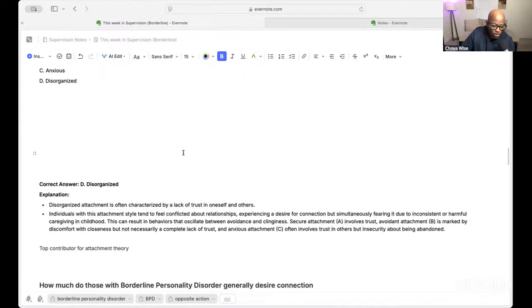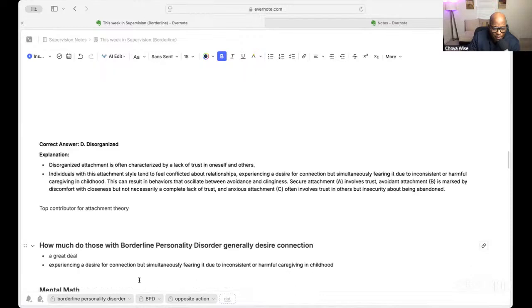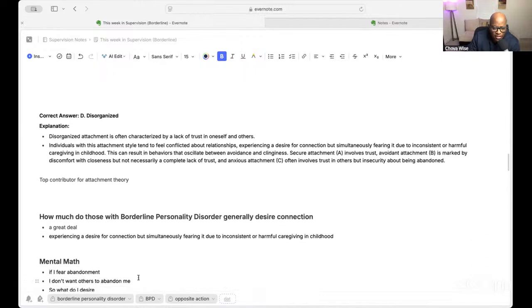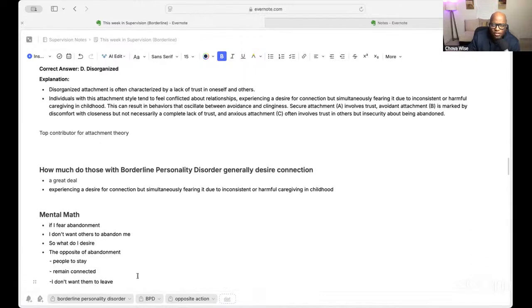Okay, so if we have an issue with abandonment, we're asking the question, how much do those with borderline personality disorder desire connection? Do they desire connection? Because they don't attach well a lot of times. In many circumstances, they're not attaching well with having a good degree of trust with themselves or trust with others.